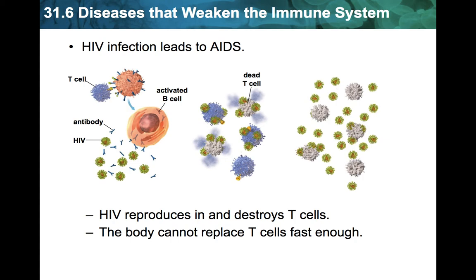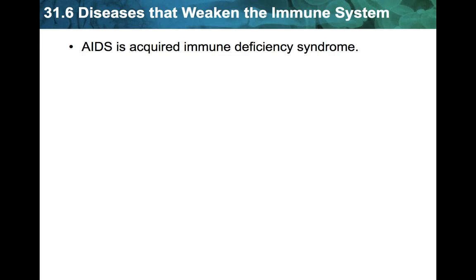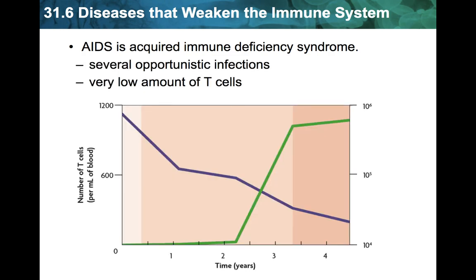HIV infection leads to AIDS. HIV reproduces in and destroys T cells. So remember, your T cells help with your immune system. The body cannot replace T cells fast enough, so your body basically can never overcome it. So people with AIDS have a very low amount of T cells.